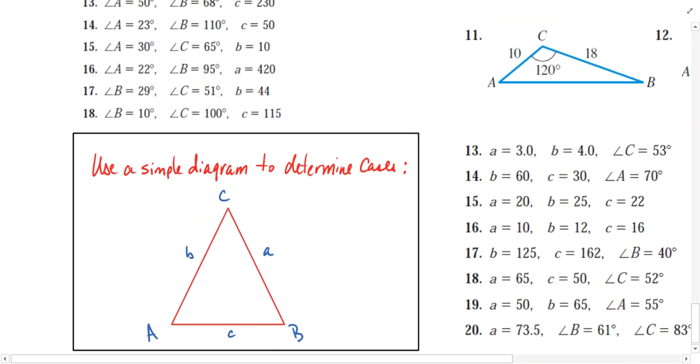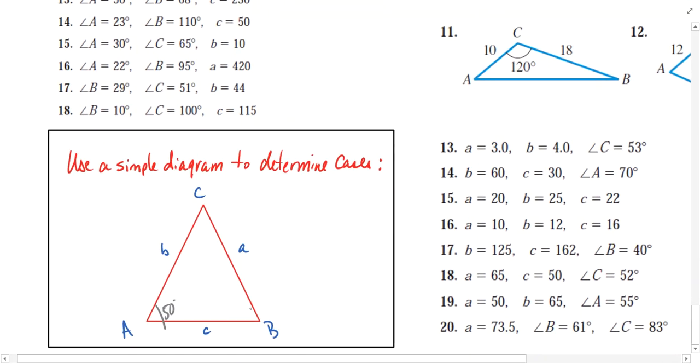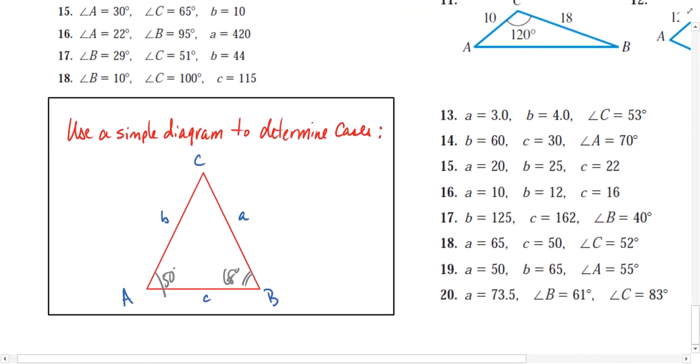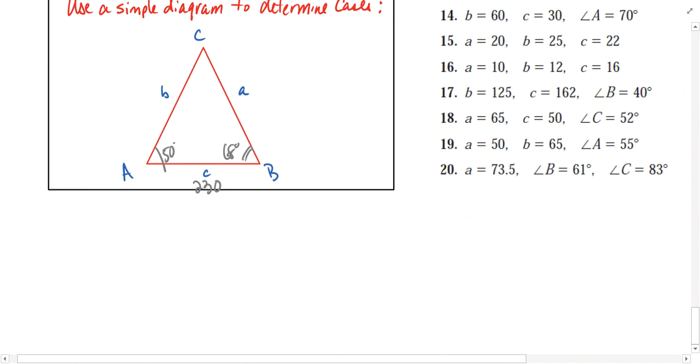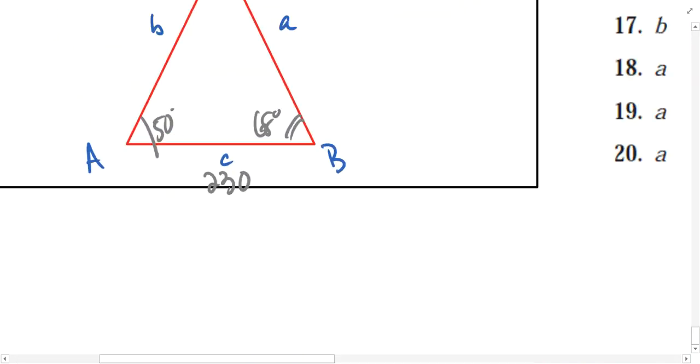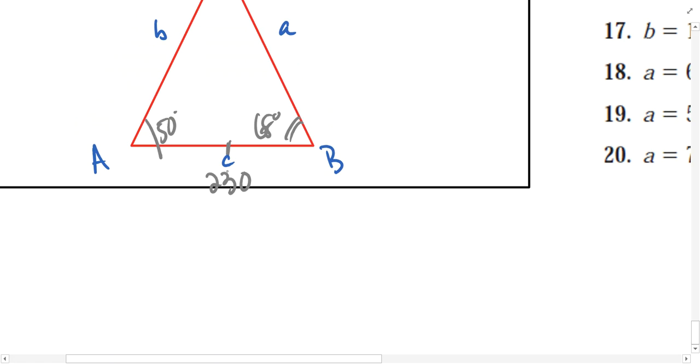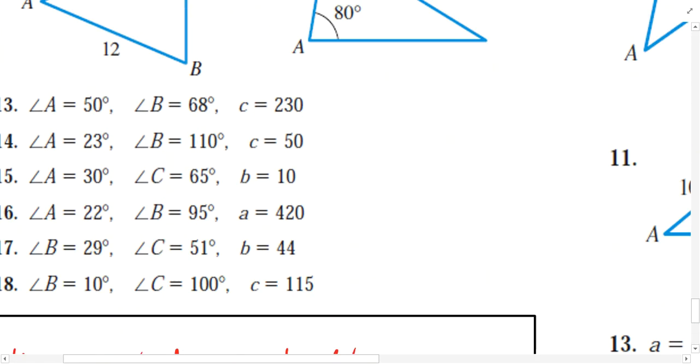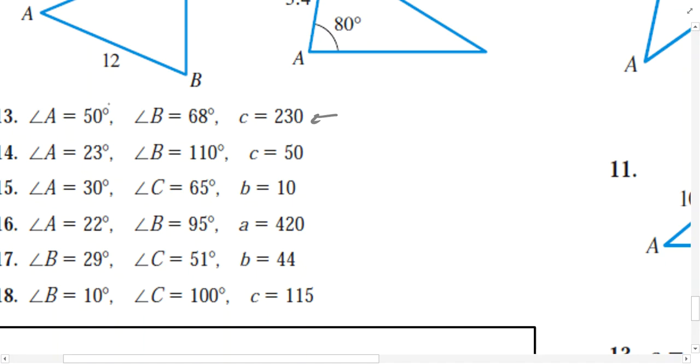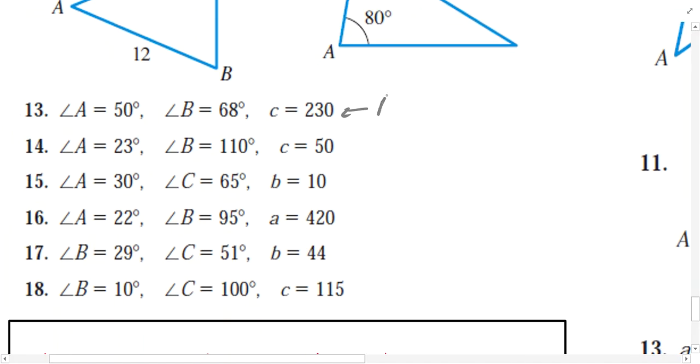For example, in number 13, we know that angle A is provided as 50 degrees, and angle B is provided as 68 degrees, while side length C is 230 units. Now, the diagram may not be drawn accurately, but at least we can clearly see that this is an angle side angle triangle. And when solving problem number 13 from the left-hand side, since it's an ASA triangle, we would use the law of sines to finish solving it.